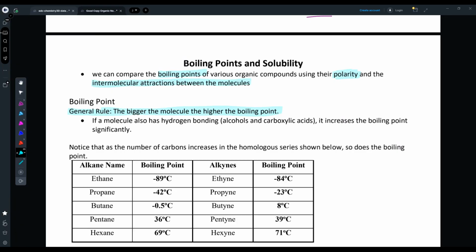And for London forces, the rule is the bigger the compound, or the more mass the compound has, the more London forces you're going to have. If a molecule also has hydrogen bonding, so if it has more modes of intermolecular forces, such as alcohols and carboxylic acids, that's also going to increase its boiling point significantly.